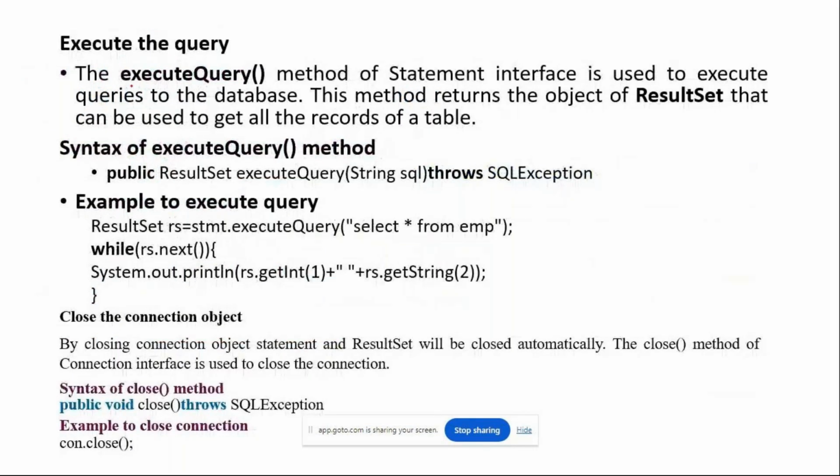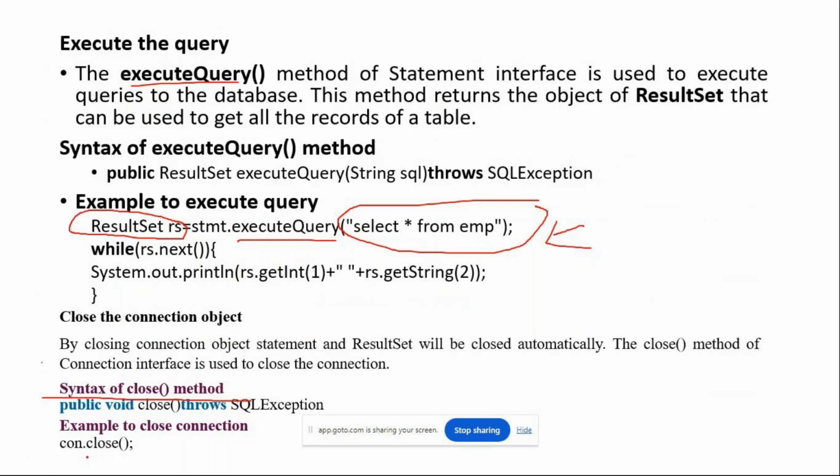Then the executeQuery method. The executeQuery method is used to execute your SQL queries. For that you are using ResultSet: ResultSet equal to statement.executeQuery. This method is called to execute this particular query, select star from employee. This method retrieves all the values from the employee table and displays the output to the user. And finally, if all the work is over, you close the connection by calling the method called close.